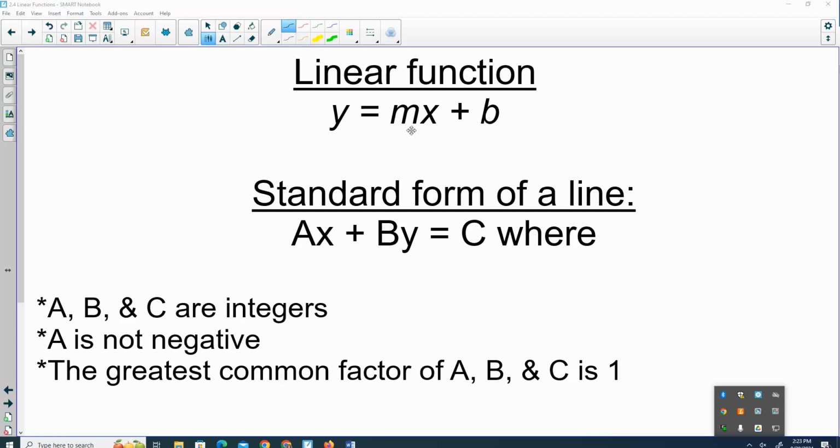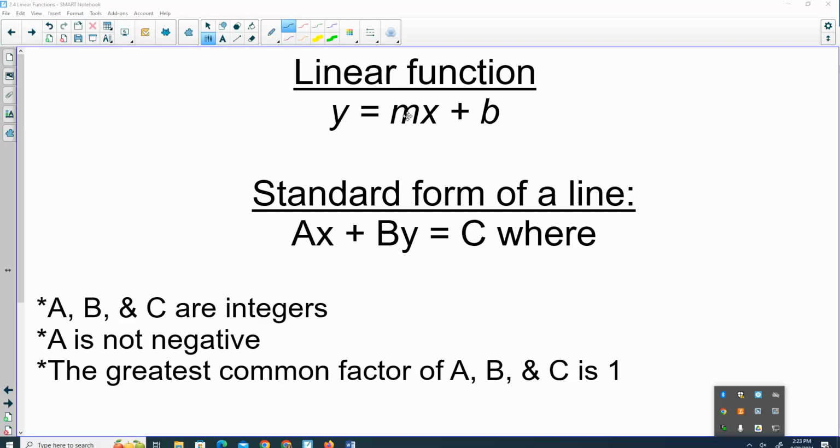In this y equals mx plus b, what is m? Slope. What does b represent? The y-intercept. What is slope? What does that mean? Rise over run. It's like how steep our line is. How do you find it if you have two ordered pairs?